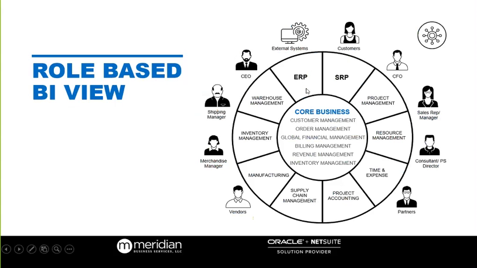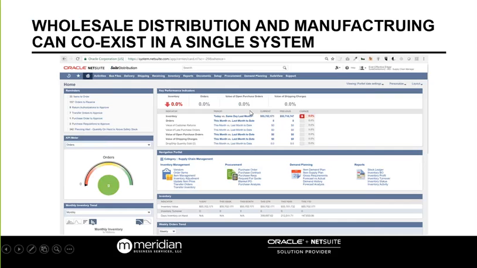Another key feature with a business intelligence system that's important is having it role-based. You certainly don't want the shipping manager to see the same financial data the CFO is seeing. And so having specific views for each of those users.